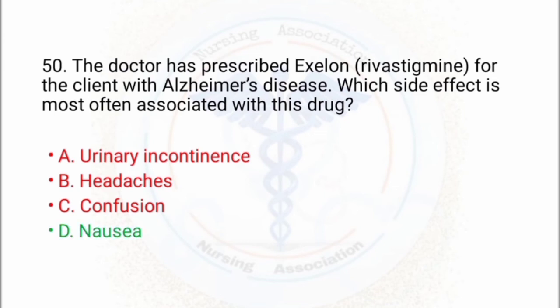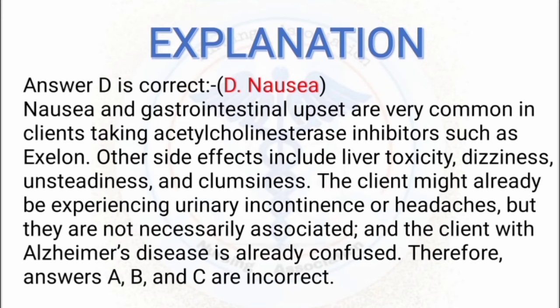So let's see why this is correct. Nausea and gastrointestinal upset are very common in clients taking acetylcholinesterase inhibitors such as Exelon. Other side effects include liver toxicity, dizziness, unsteadiness, and clumsiness. The client might already be experiencing urinary incontinence or headache, but they are not necessarily associated. And the client with Alzheimer's disease is already confused. Therefore, answers A, B, and C are incorrect.